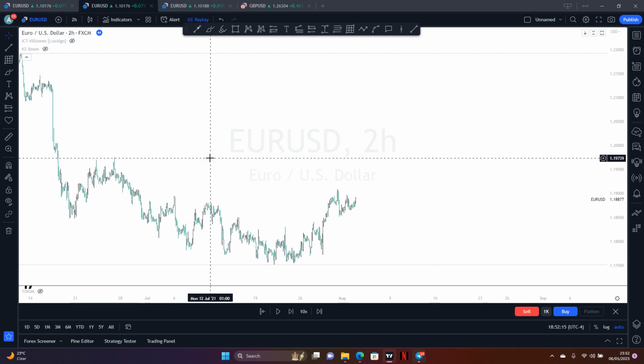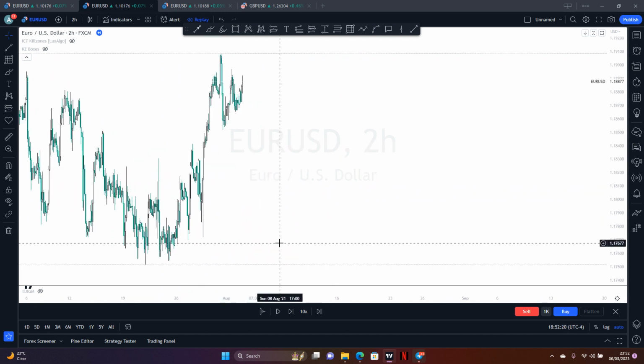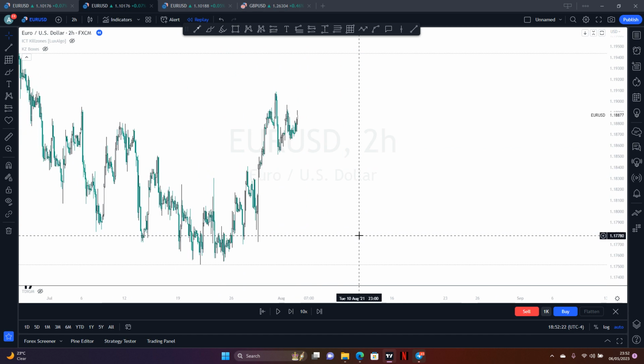For now, I think we might have a shift. This actually looks like Wyckoff. The Wyckoff accumulation, which is not something I'm diving into right now.